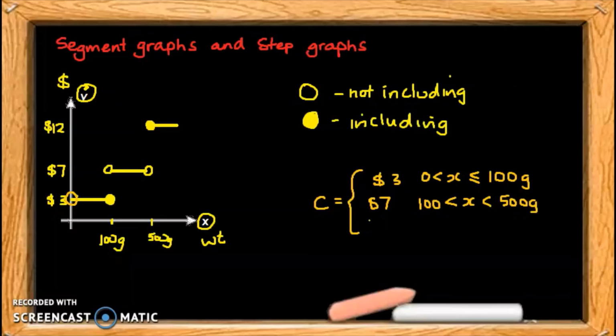And finally, $12 when X is greater than 500 grams. And we can see the closed dot tells it that it's including as well. So that's how a step graph works.